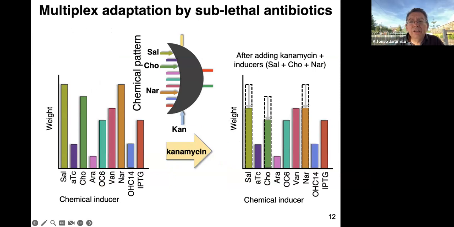In this multiplex adaptation, the idea is that you have several inducers at the same time, because you have several cells. Then it's not a problem. Each cell knows that it will only get activated by its cognate inducer. And if you have kanamycin at this time, they will decrease their weight. So the SAL1 will decrease, but the CHO and the NAR, and the others, will not.